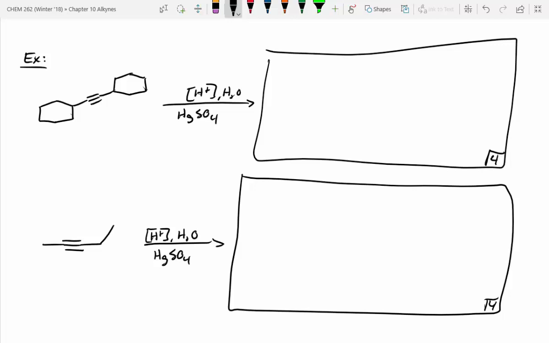So when I say mercury 2 sulfate, mercury can have multiple charges. In this case, it's positive 2 because sulfate, that SO4, is a negative 2 anion. So oftentimes, for example, if I say copper 1 bromide, it means the copper has a positive 1 charge, where copper 2 bromide, copper has a positive 2 charge.